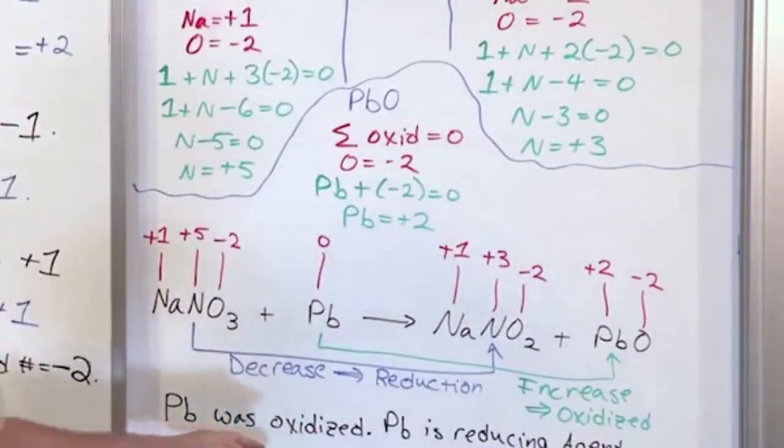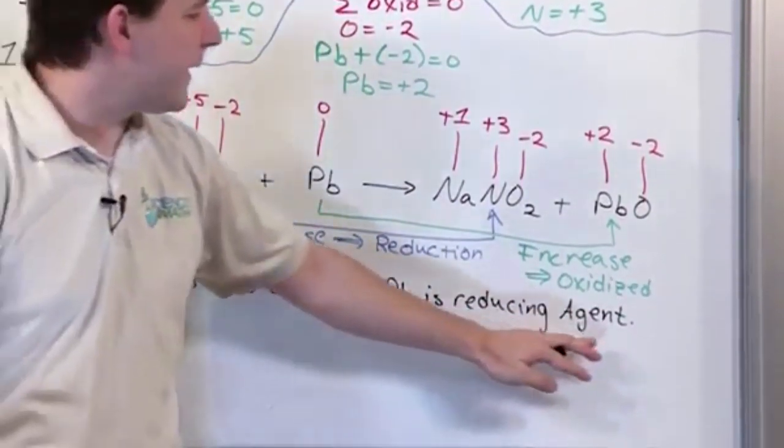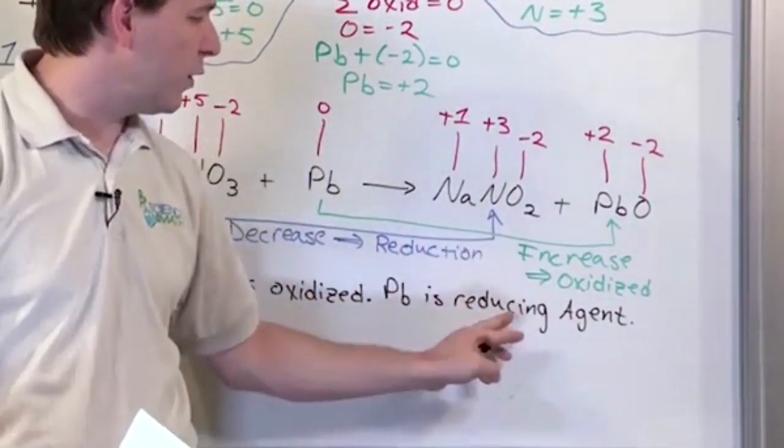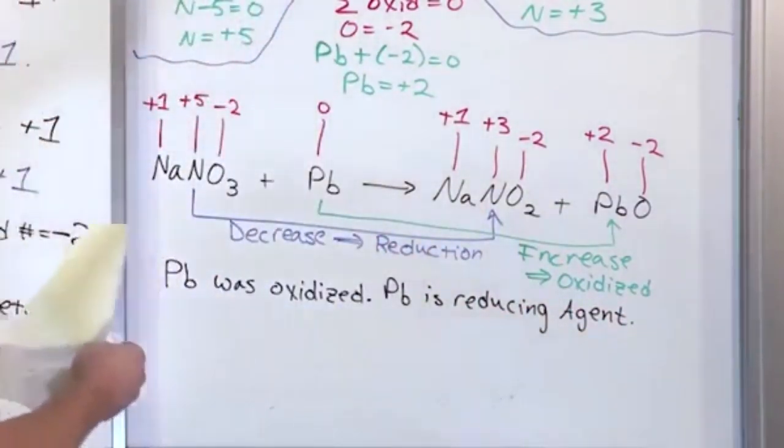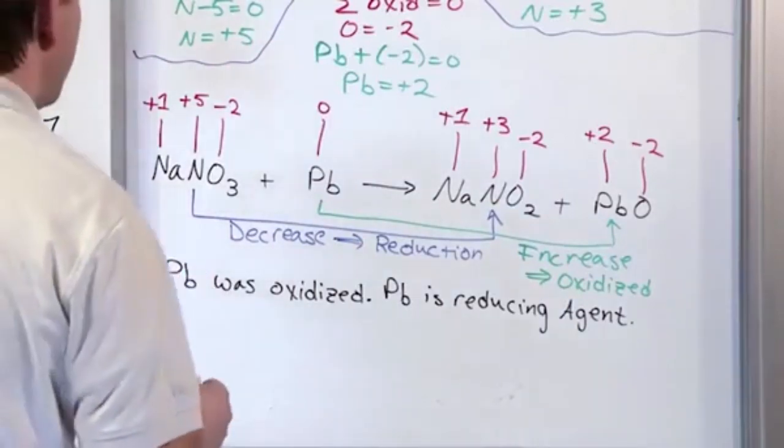First step is figuring out what was oxidized. Whatever was oxidized, you automatically know it's the reducing agent. You flip the word to the other side and you call it the agent. That's kind of what I was telling you from before. All right, and now we need to figure out what was reduced.